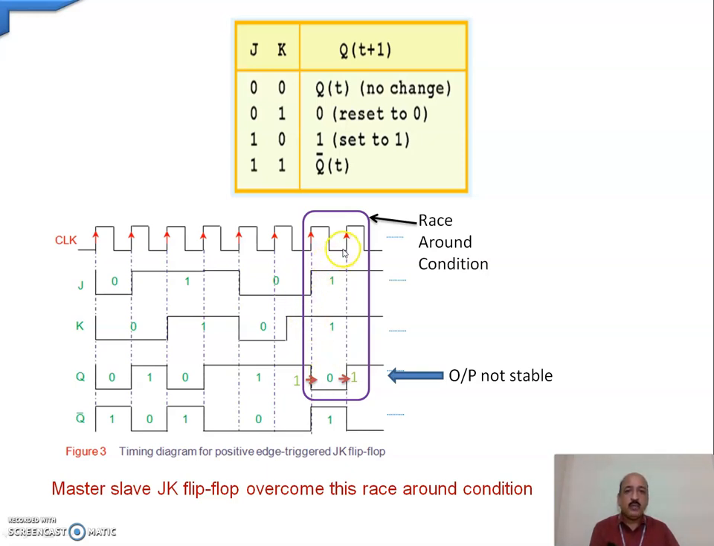Again, during the next clock pulse, during the positive edge trigger, J is equal to 1, K is equal to 1. As a result, the output will toggle. Therefore, the output which was 0 will become 1. Thus, we can see that 1 will become 0, 0 will become 1, 1 will become 0, provided J is 1 and K is 1. Therefore, the output is not remaining stable. This we are going to call the race around condition. The master-slave JK flip-flop overcomes this race around condition, which we are going to see in the next slide.